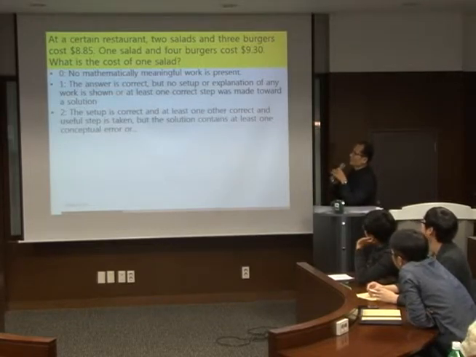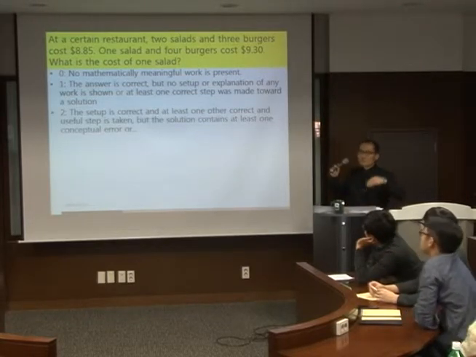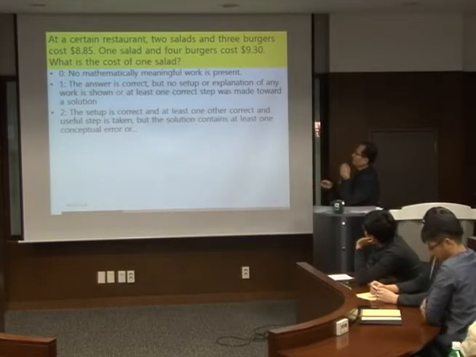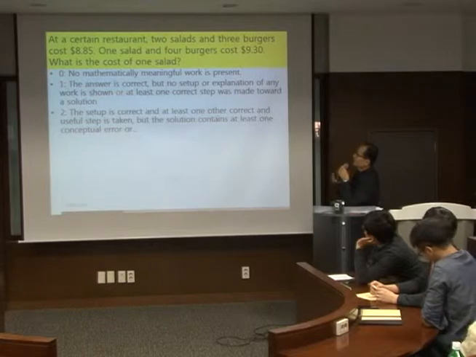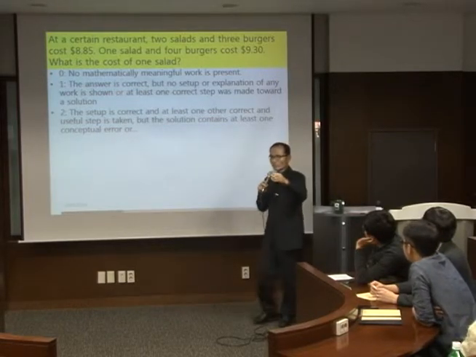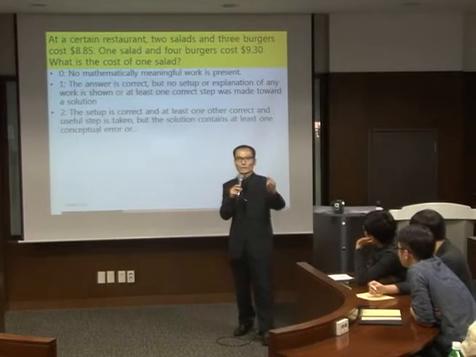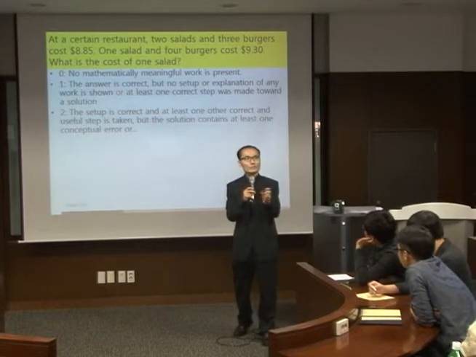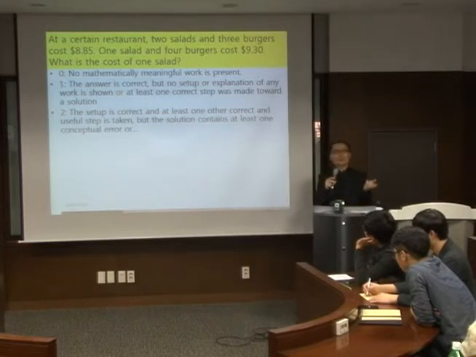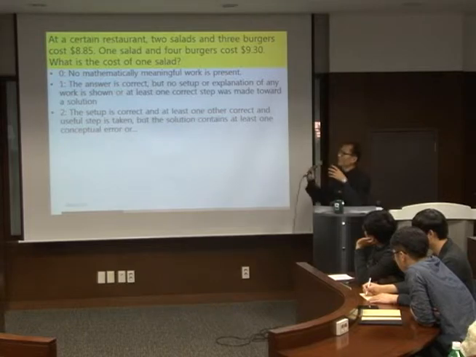Or maybe the second one: the setup is correct, like the 2 linear equations, right? The setup is correct, and at least one other correct and useful step is taken. Maybe just after showing 2 linear equations and then some correct statements and so on. Probably that's going to be maybe 2 points out of 4, right? And then, the solution contains at least one conceptual error or something, right?